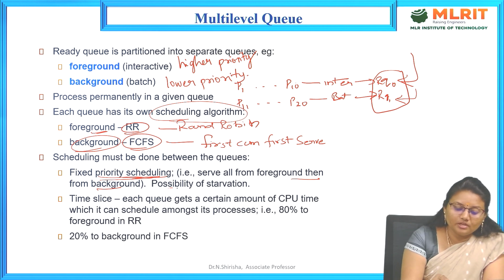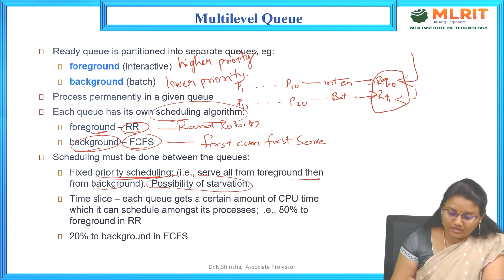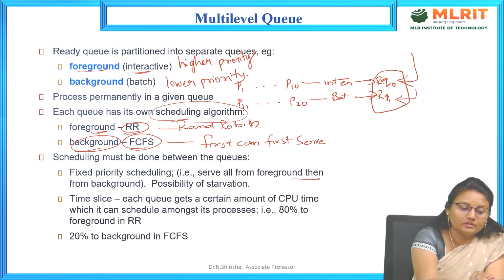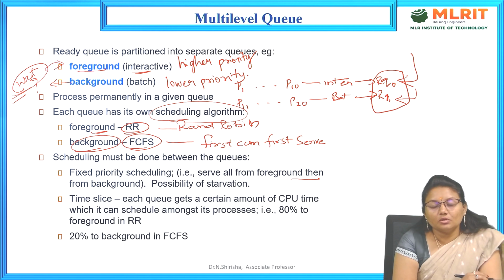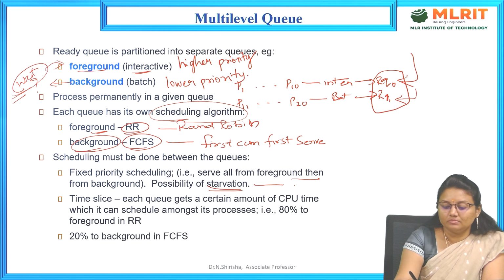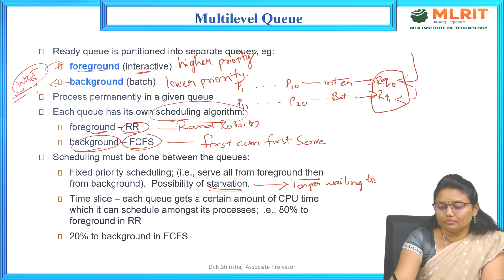There is a possibility of starvation. Why? Because when you are executing all the interactive, foreground processes, what about the background processes? They have to wait. They will be waiting for a longer period of time until all the foreground processes complete their job. So a longer waiting period is nothing but starvation. Starvation means longer waiting time.